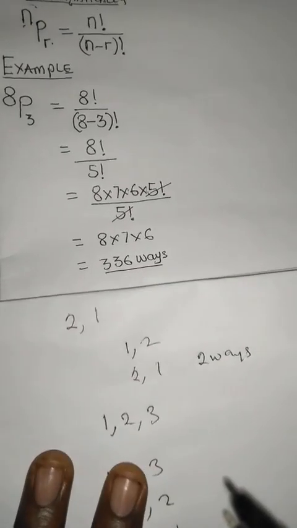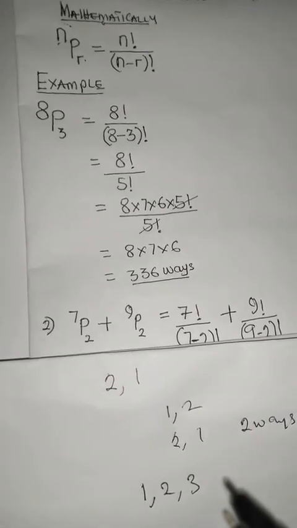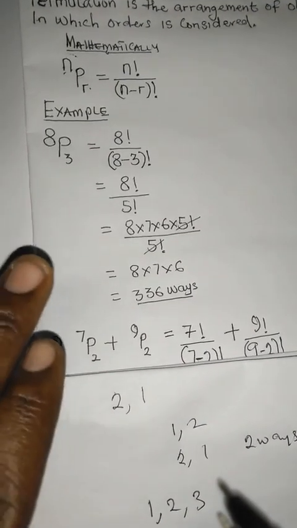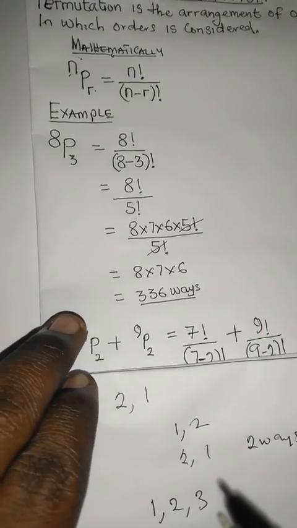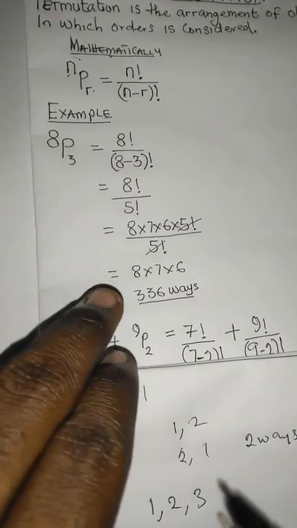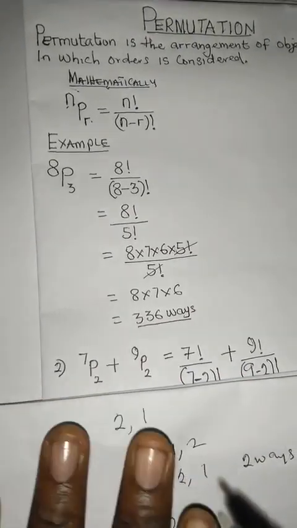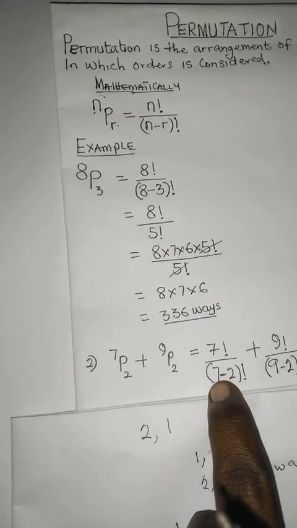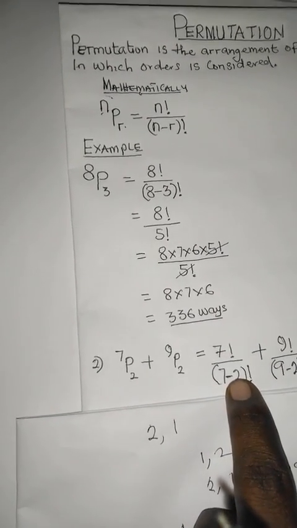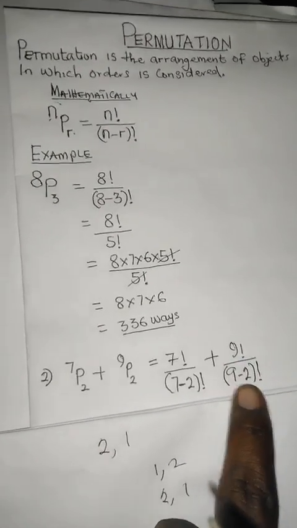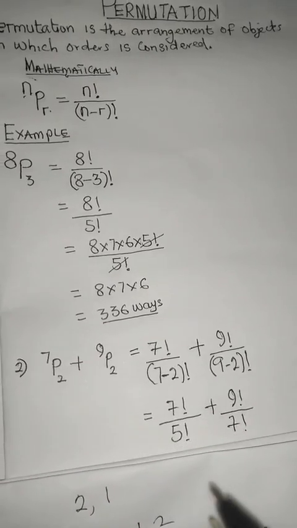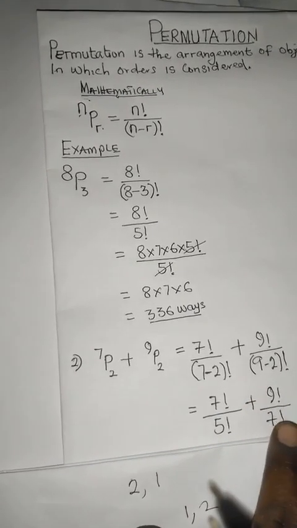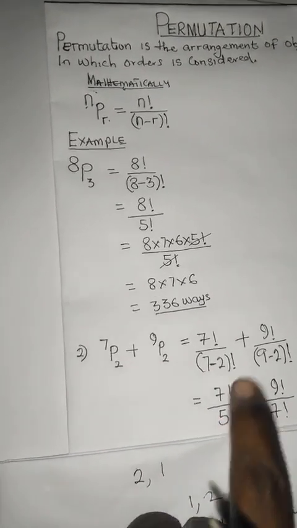Now let's take the second example. We're having 7 permutation 2 plus 9 permutation 2 is equals to, they're asking you now, 2 objects arranged from 7 objects plus 2 objects arranged from 9 objects. What is the total number of ways at which you can arrange them? Now, just like we did initially, the total object factorial divided by the total object minus the number of objects I'm about to arrange, plus 9 factorial over 9 minus 2 factorial. Now, when you do that, you'll be having 7 factorial divided by 5 factorial plus 9 factorial divided by 7 factorial, because 7 minus 2 is 5, 9 minus 2 is 7 factorial.